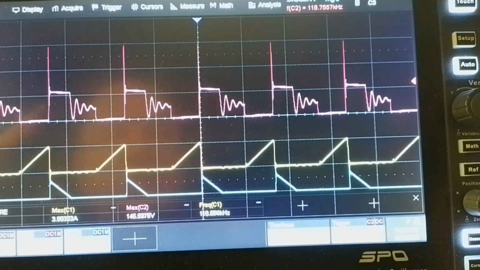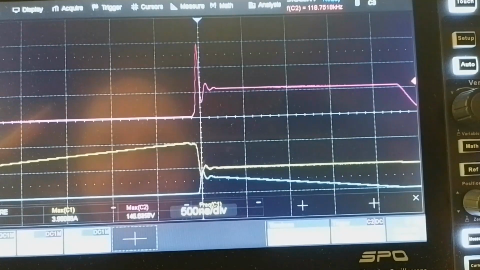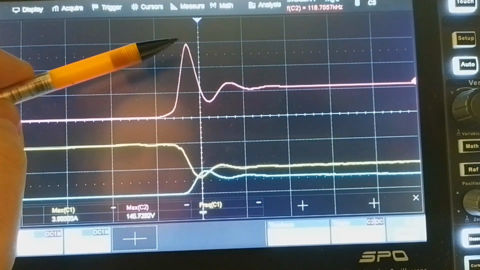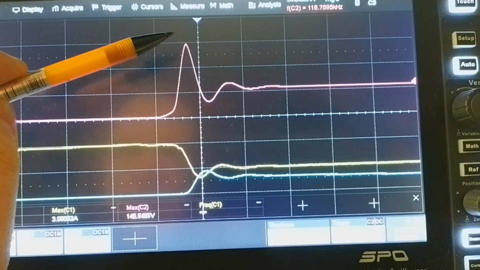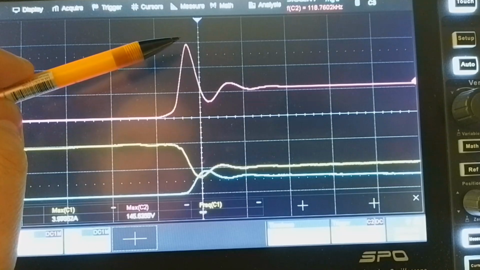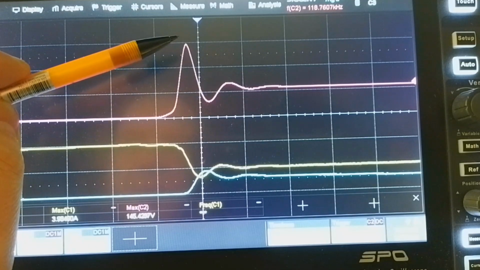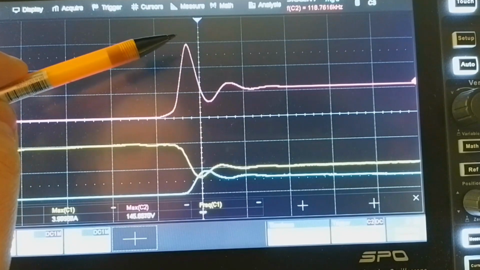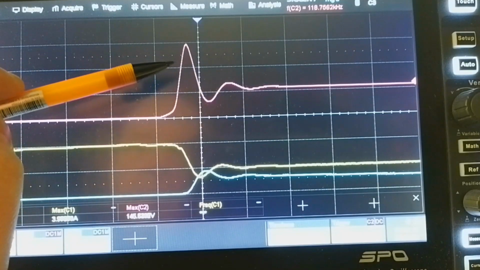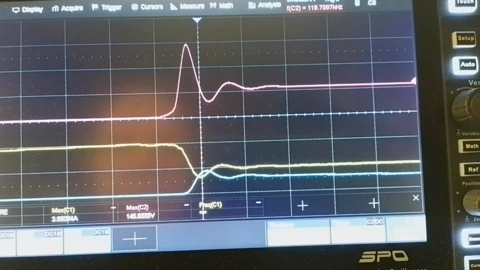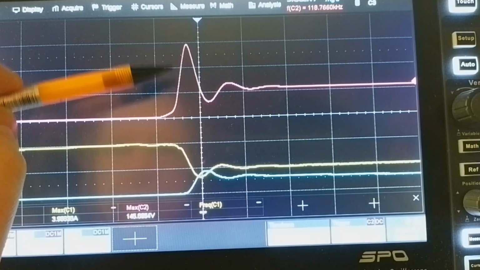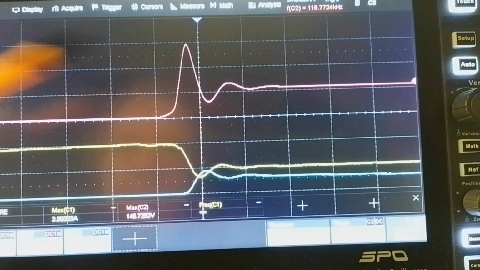This big voltage spike is because of leakage inductance in the primary side, and it is snubbered with an RC snubber. Otherwise it would go much higher, and it could also oscillate much more. Now it's damped.